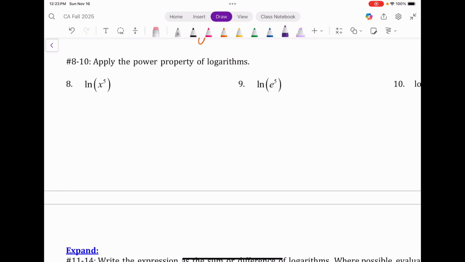So here we got 8. We got natural log of x to the 5th. So we can move that power on the argument to the front. So 5 natural log of x. And that's all we can do with that.